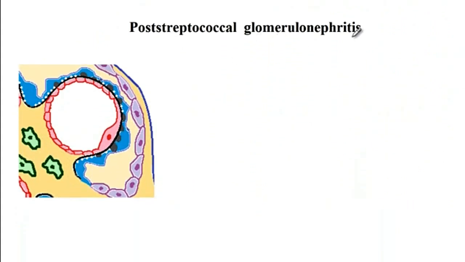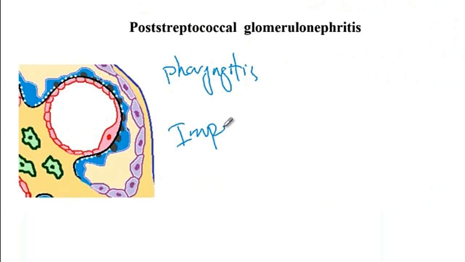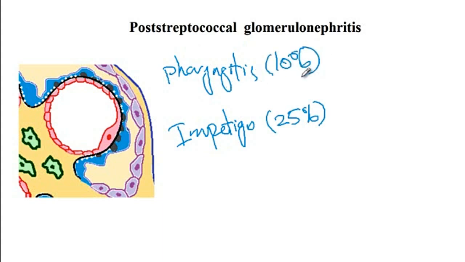And this type of glomerulonephritis can result either from pharyngitis or from impetigo, which is a skin infection. In fact, impetigo is a more common cause of post-streptococcal glomerulonephritis. Up to 25% of cases of impetigo can lead to glomerulonephritis, while only 10% of pharyngitis cases can lead to glomerulonephritis. And then pharyngitis can cause rheumatic heart disease, while impetigo does not cause rheumatic heart disease.